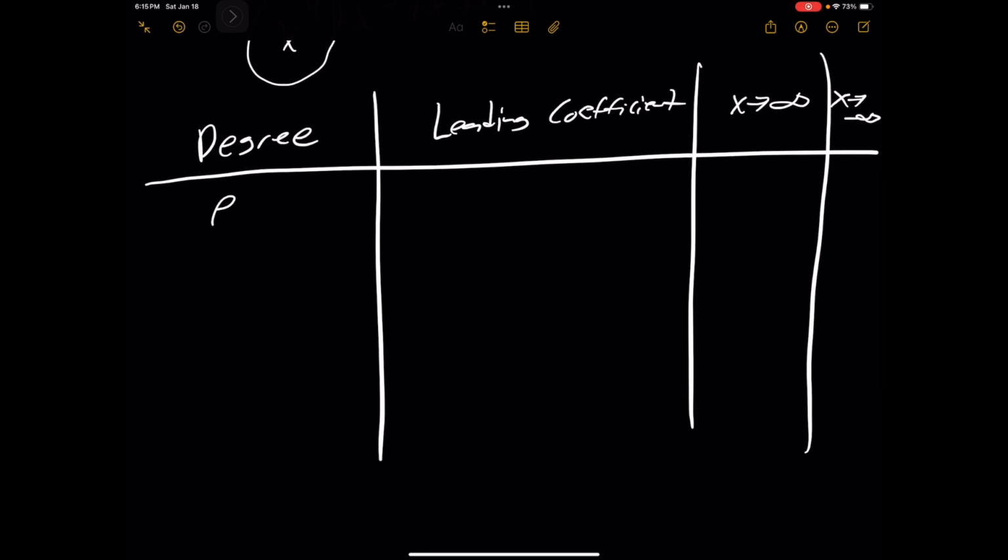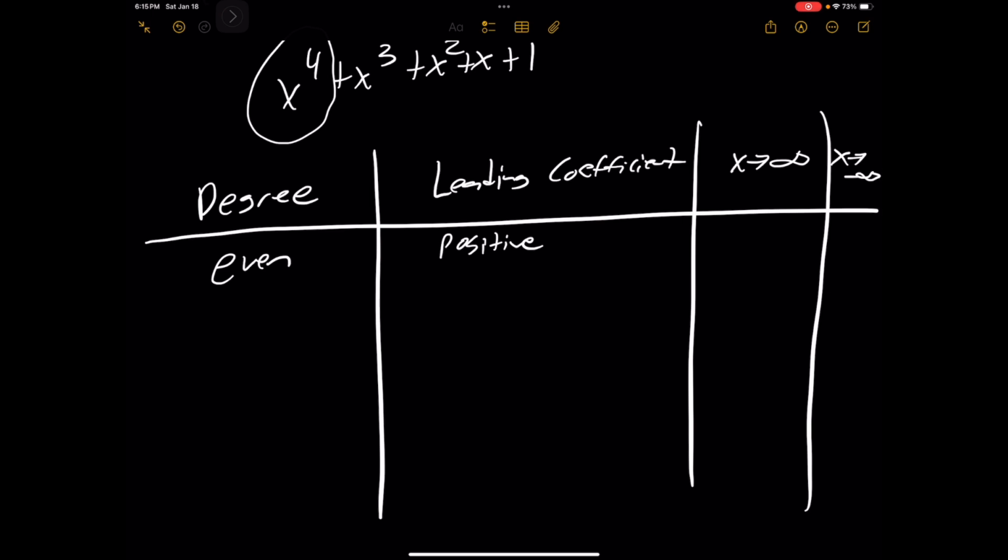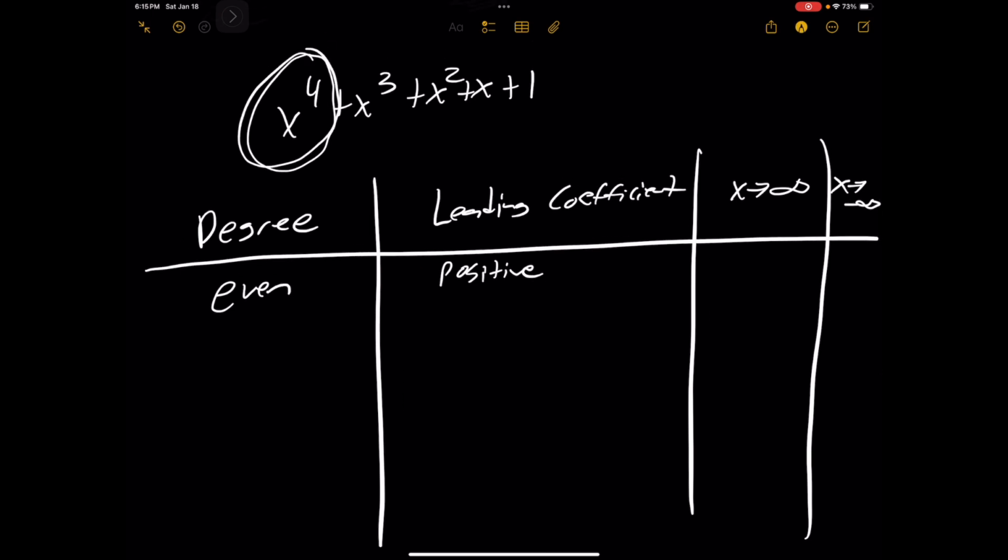So if our degree is even and our leading coefficient is positive, think about that for a second. Let's take x to the fourth as our example. If I have a positive number that I'm plugging in, x to the fourth is going to be very positive. If I plug in 2, for example, x to the fourth is 2 times 2 times 2 times 2, which is 16. And if I plug in a negative number, like negative 2, I'm going to get negative 2 times negative 2, which is positive 4, times negative 2, which is negative 8, times negative 2, which is positive again, positive 16.